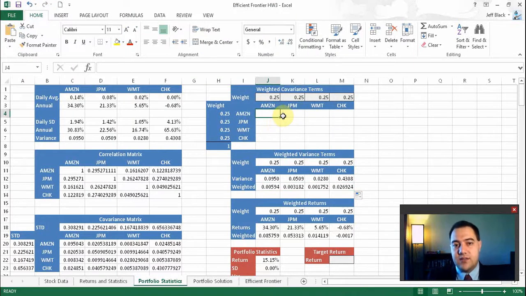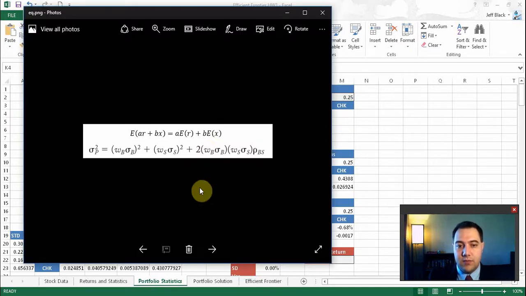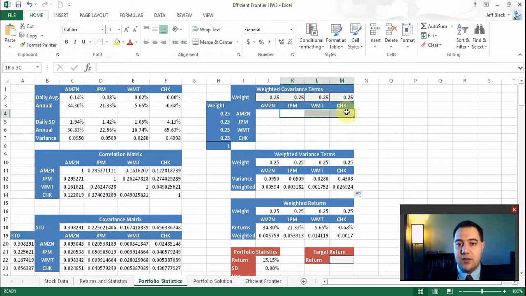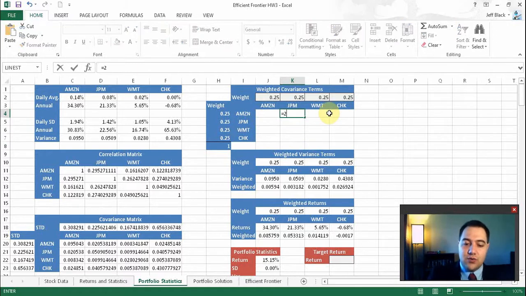We don't need to do this for Amazon and Amazon. We don't need to do this for JP Morgan in itself. We don't need to do this for Walmart in itself or Chesapeake in itself. All right, and since we're doing the 2, right? We have the 2 in the equation. We really only need to do either the upper diagonal, the upper half of the matrix, or the lower half of the matrix. So I'm just going to do the upper half of the matrix here. The equation is 2 times the weight that I've invested in Chase times the weight that I've invested in Amazon times the covariance of Chase and Amazon.